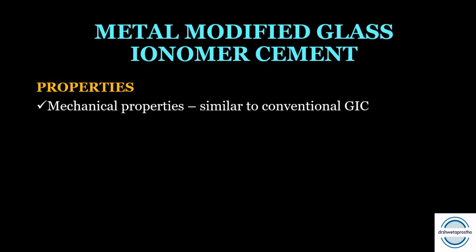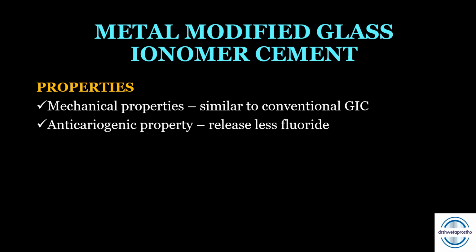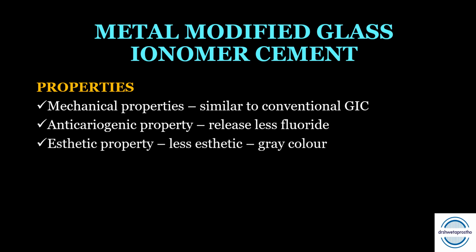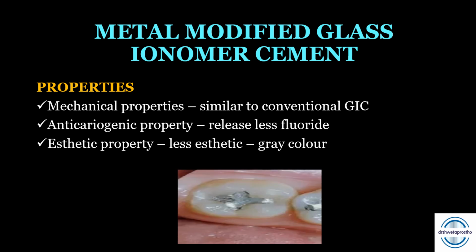Coming to the properties of the metal modified GICs, it has been observed that the mechanical properties are similar to the conventional glass ionomer cement. The strength, the diametral tensile strength, and fracture toughness are all similar to the conventional GIC. Coming to the anti-cariogenic property, less fluoride is released from the cermet cement. Then coming to the aesthetics, because of the addition of the metal particles, it gives a gray color. So that is why it is unsuitable for anterior teeth.